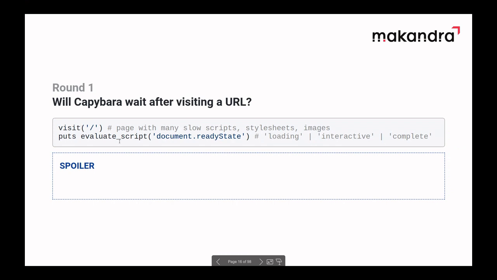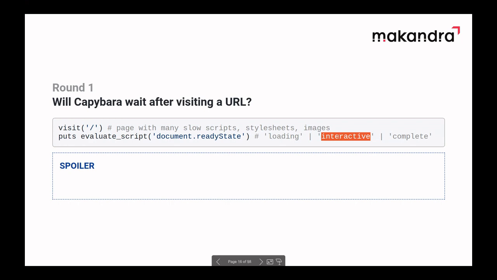So in this example, we visit some page, and that page has a lot of scripts and style sheets and images, so a lot of asynchronous resources. Immediately after we visit the page, we ask the browser, what is the ready state of the document? If you don't know this JavaScript expression, this is basically an enum that either returns loading, meaning the browser is still busy parsing the HTML, or the HTML hasn't even been received. Interactive means the browser has seen the closing HTML tag.